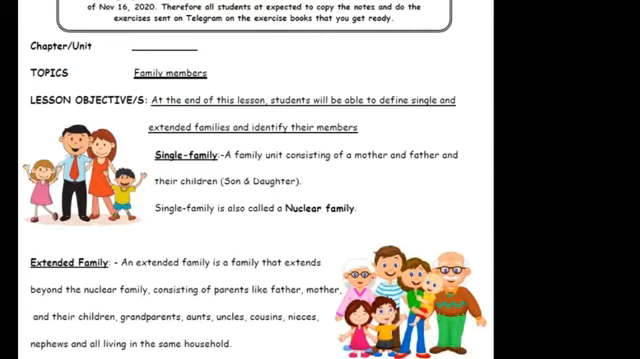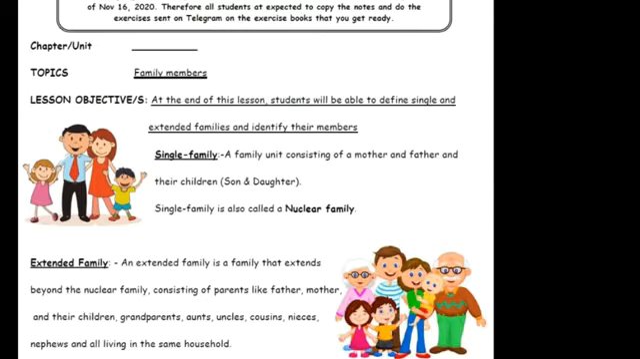This is extended family members. Look at the picture, kids. This is extended family members. We call it complex family. That means that's joint family. Okay? These are father and mother, and grandparents. Grandparents means grandfather and grandmother. Uncle, aunt, these are extended family members.